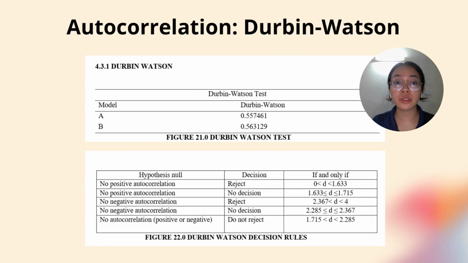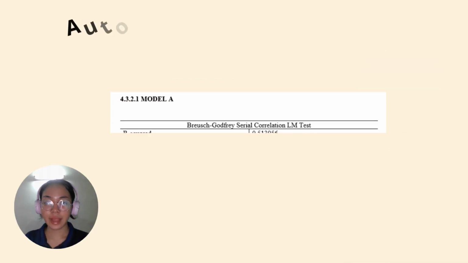The Durbin-Watson test can be used to see if the model has autocorrelation if the assumptions are met. The assumptions include the regression model's intercept term and fixed or non-stochastic explanatory variables X in repeated sampling. Our Durbin-Watson value for model A is 0.557461, while for model B is 0.563129. These values demonstrate that we reject the null hypothesis of no positive autocorrelation. This is because our d-value is between 0 and 1.633. Therefore, there is positive autocorrelation in both models.